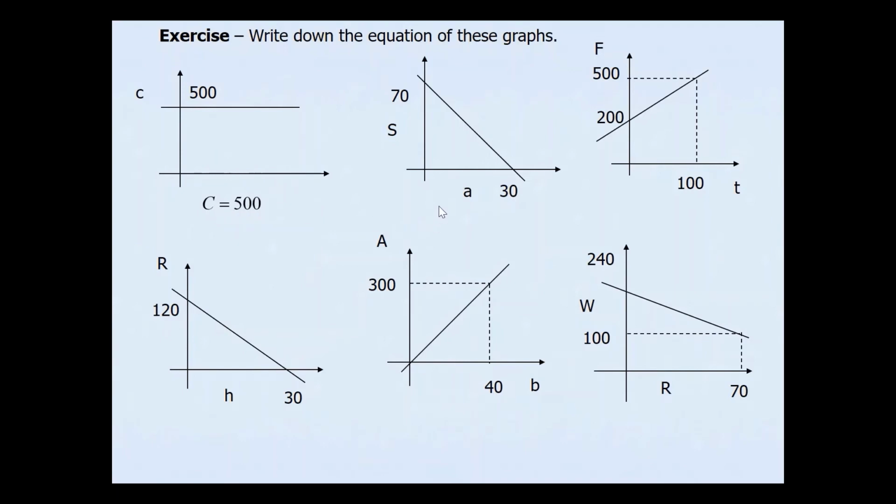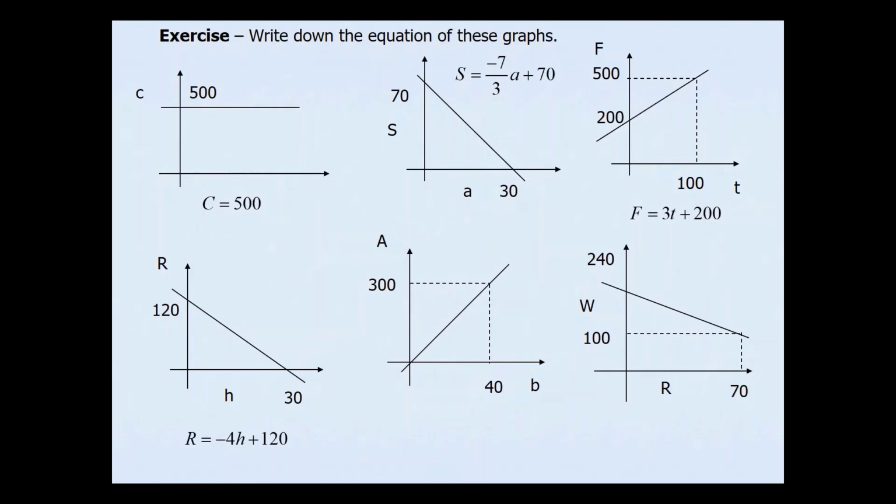Second one, s is equal to -7 times a, which is on the x-axis, plus 70. 70 is the intercept value. Likewise here, the intercept was 200, and then you can go rise over run to get the gradient value and put them together. The rise from 200 to 500 is 300, and then the run value was 100. So 300 over 100 is 3. So 3t, with t on the x-axis, plus 200, which is the y-intercept.